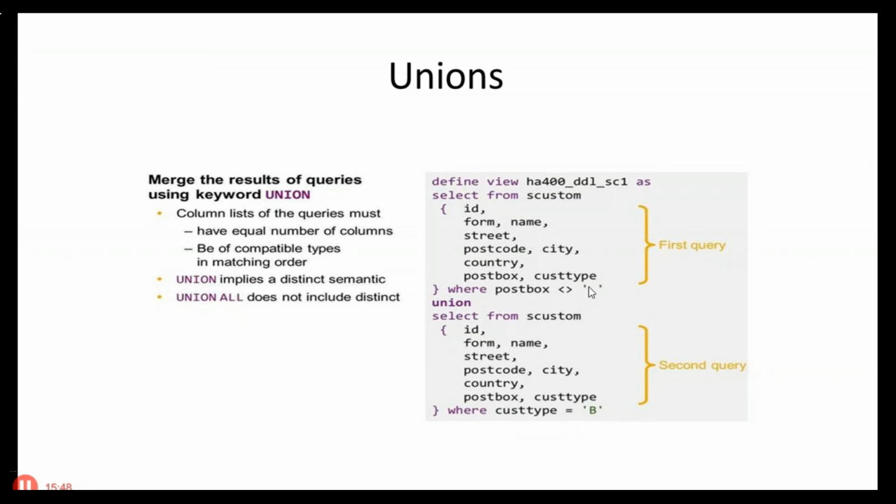In the first query we have a condition that postbox should not be null, and in the second we have customer type B. These two results combined together will be shown in one view. Column lists of queries must have an equal number of columns, be of compatible types, and in matching order. So union is possible only when you have the same fields in the same order. If you have id, form, name, everything must be in the same order. If you have postal code before and country later, then it will not be possible. Union implies a distinct semantic; union all does not include distinct.